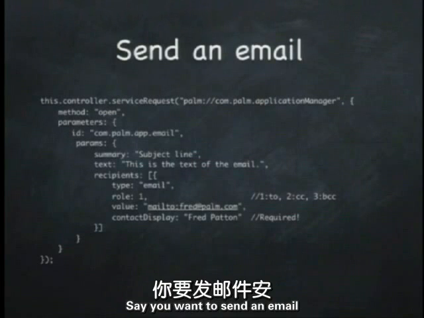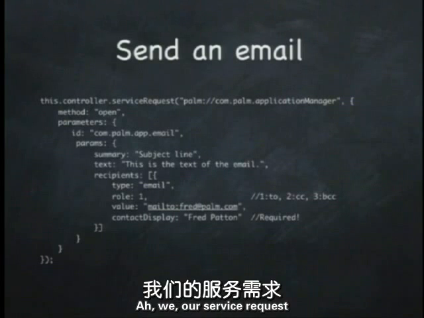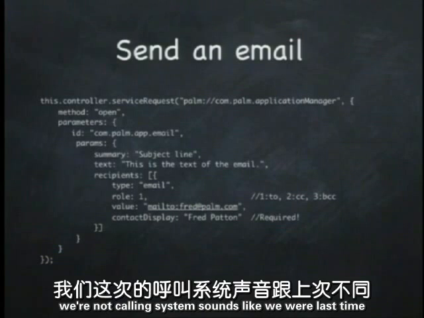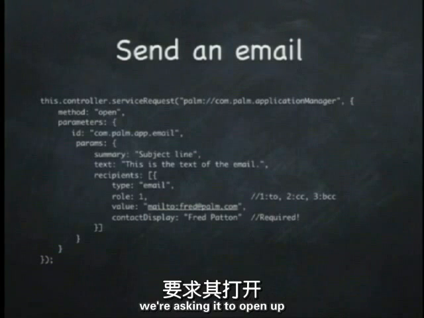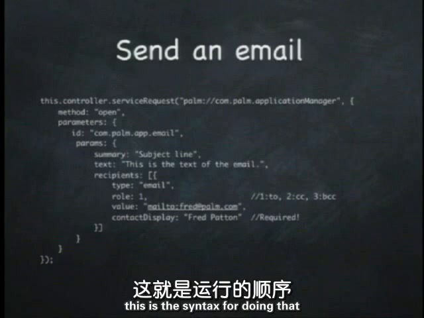Say you want to send an email. Here's an example of sending an email. Our service request is going to the application manager this time. We're not calling system sounds like we were last time. Now we're calling the application manager, and we're asking it to open up. And when we send parameters, we want to open the application called email. And this is the syntax for doing that.